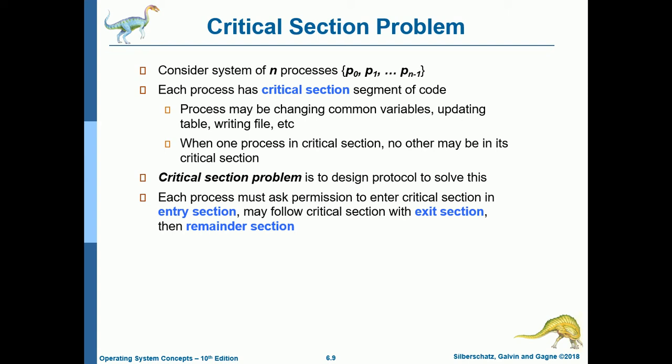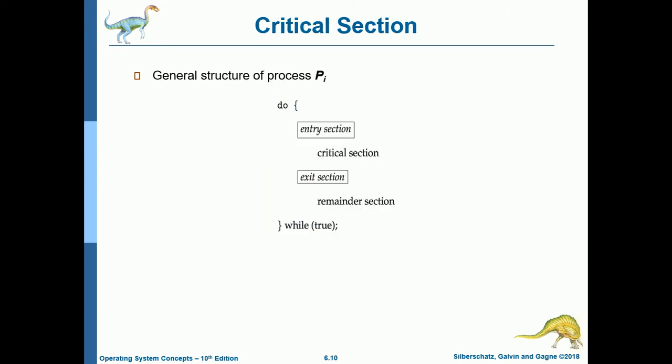Each process must ask permission to enter its critical section in the entry section, may follow the critical section with an exit section, and then the remainder section. So this is the structure of process P sub i for the critical section. We have a do-while loop, and then the entry section, and then it will execute its critical section. After it has finished in the critical section, we have the exit section, and then it will execute other code in the remainder section. So this is, again, the general structure of process P sub i.